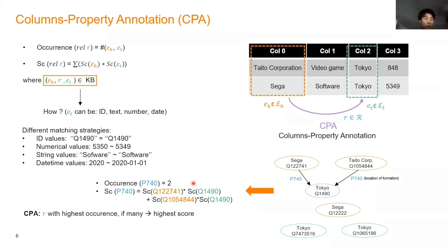But we might have a question: how can we know a relation can connect a head to a tail? In contrast to the head, which is always an ID, the tail can be an ID, a number, or a date. So we use different matching strategies, such as Euclidean distance for numbers or Levenshtein distance for strings. And finally, the CPA relation is the one with the highest occurrence. If there are many, we choose the one with the highest score.